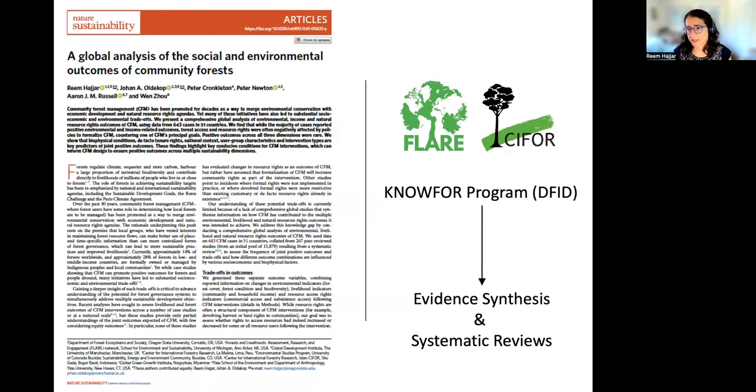And so this presentation is based on a paper that was published in Nature Sustainability in 2021, funded by the UK DFID through C4.